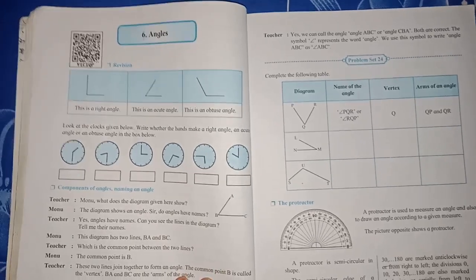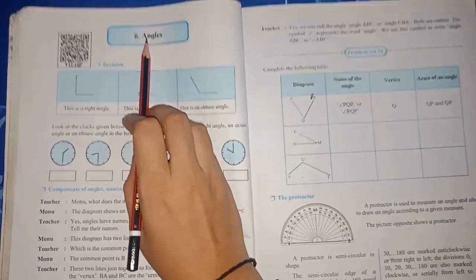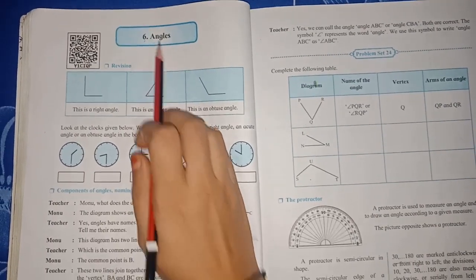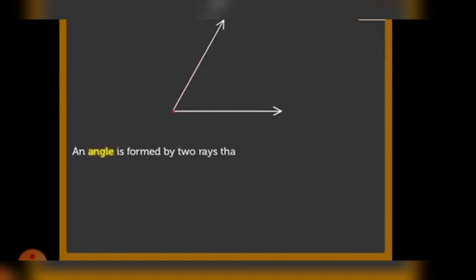Good morning, students. Today we will start a new chapter, chapter number 6, that is angles. Let us revise what we already know about the angles. So, some basic points. An angle is formed by two rays that have a common end point.